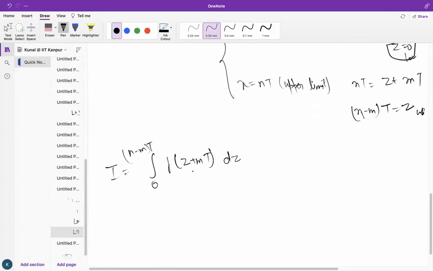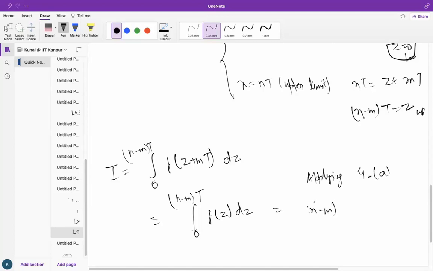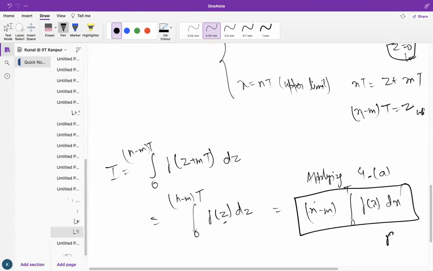Actually this value is automatically equal to, integrating from 0 to n minus m times t, f of z dz, and we know that applying property 1 here, applying property 4 part A. So what we get here, n minus m, 0 to t, and z is a variable, so we can write it in any form: f of x dx. This is our simple proof, right? I hope you all understand what I'm trying to say.